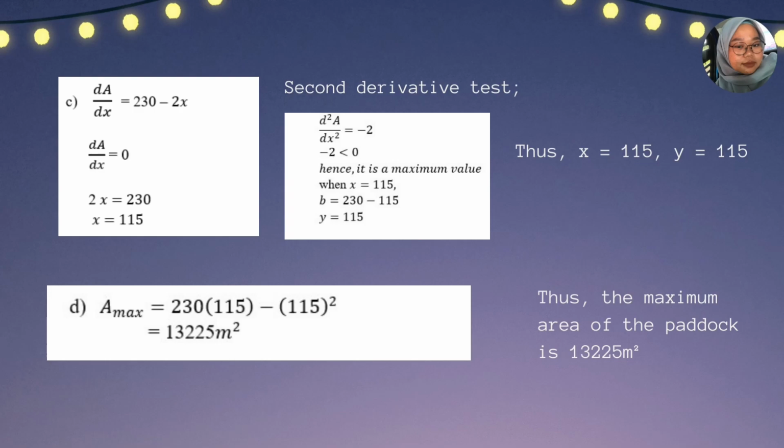Finally, for question D, we have to find the maximum possible area. In order to find the maximum possible area, we just substitute the x into the area equation, which is 230x minus x squared. And here we got 13,225 meters squared. Thus, the maximum area of the paddock is 13,225 meters squared.